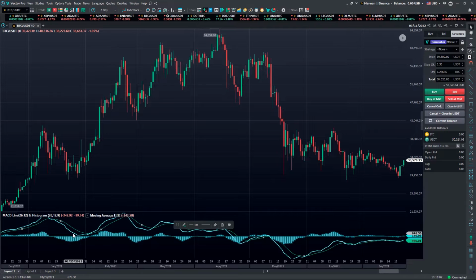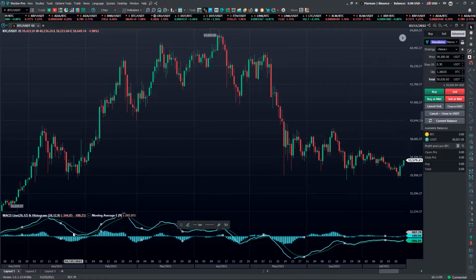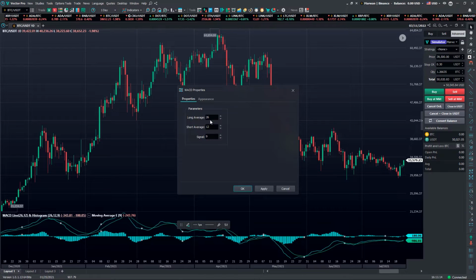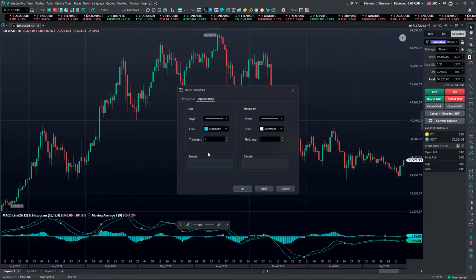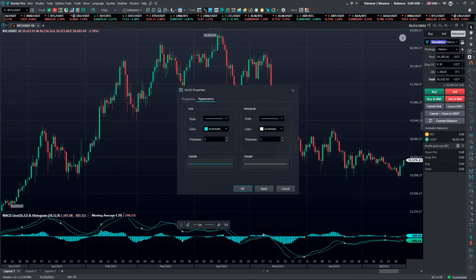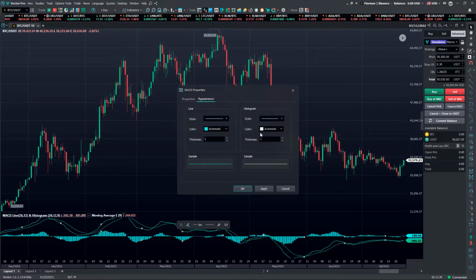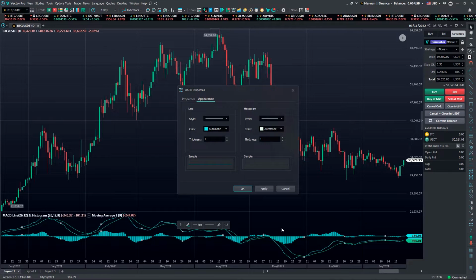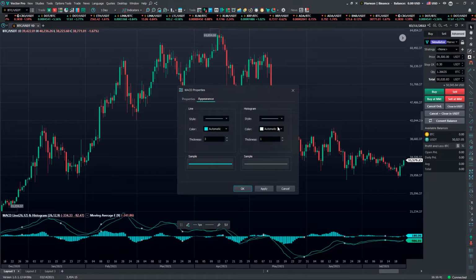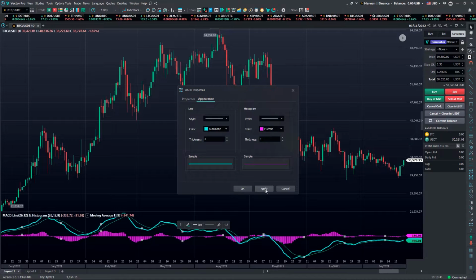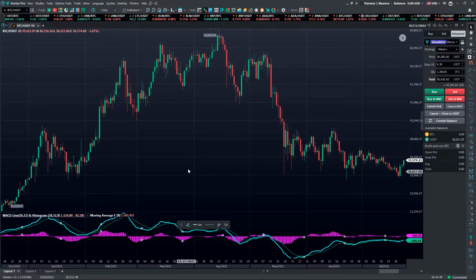We could do the same for our blue MACD line. So if we hover over and click on it, we'll have the properties that appear. So we can change the parameters, the number of periods for both the long and short-term average. And we can also change the appearance. So we can change the style of the line, the color, the thickness once again, and we can even change the color of our histogram down here. All right, so let's just go ahead and increase the thickness of our MACD line, and we'll go ahead and change the color of our histogram to fuchsia. Go ahead and click Apply, and then OK. And there we have it.